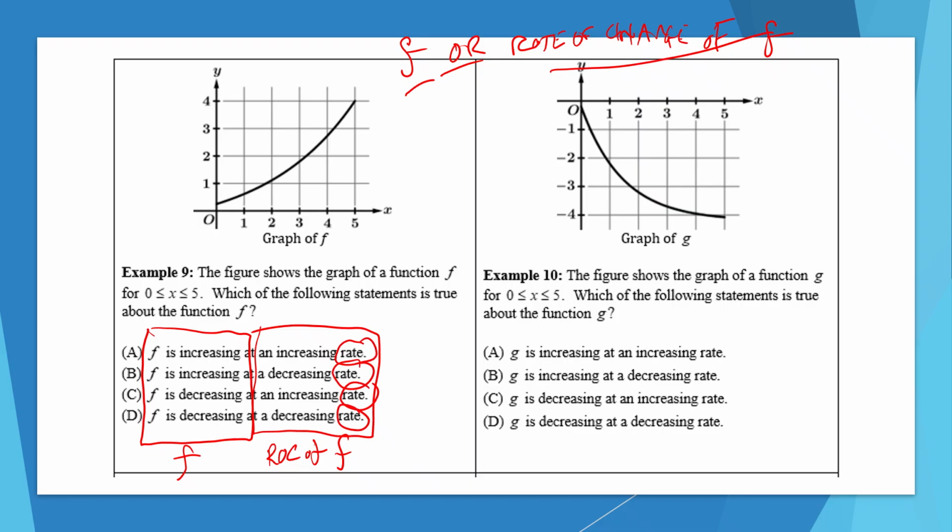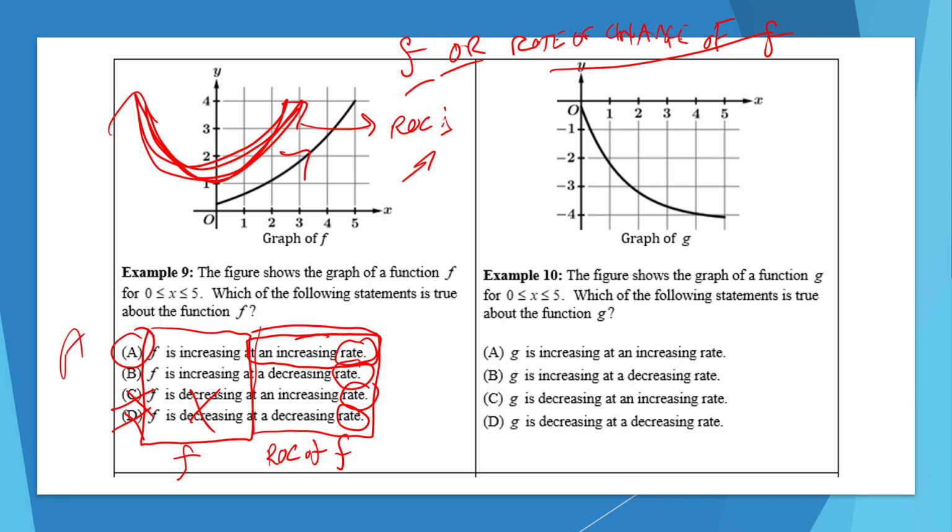First, is f increasing or decreasing? It's obviously going up, so it should be increasing. So we can eliminate C and D right off the bat. Now, what about the rate of change of f? Well, this graph is concave up. I can see that pretty clearly, which always means for a concave up graph, the rate of change is increasing. So it should be increasing at an increasing rate, making A the correct answer for example number 9.